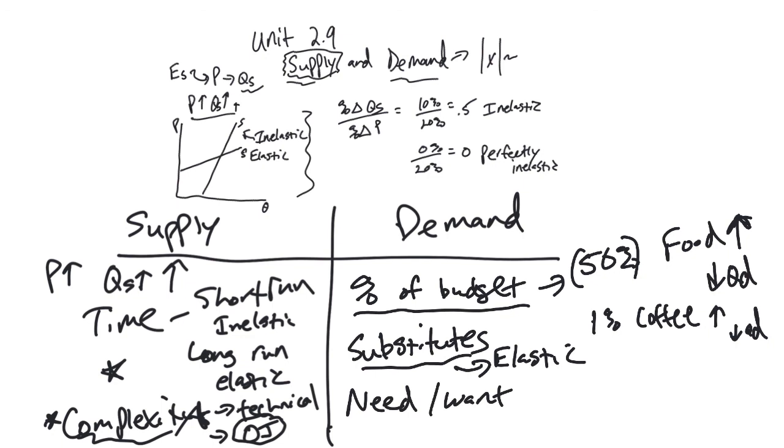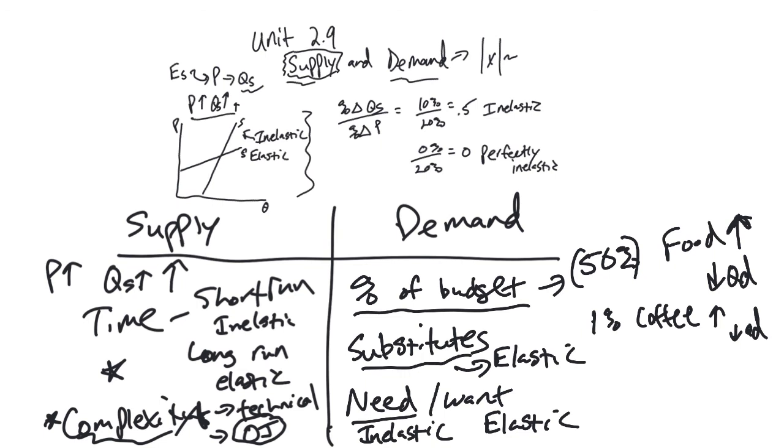The next one is whether it's a need or a want, right? If it's a necessity or if it's just a luxury. Needs are going to be very inelastic. So I need water or I need a certain medicine, right? I just want a new phone or I want a certain type of soda or something like that. Needs versus wants are going to change how elastic or inelastic something is.